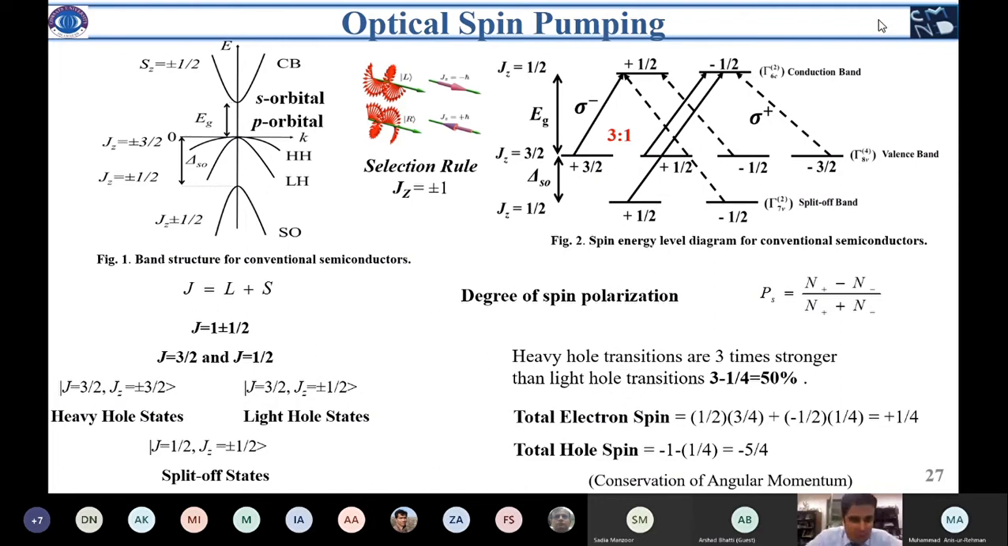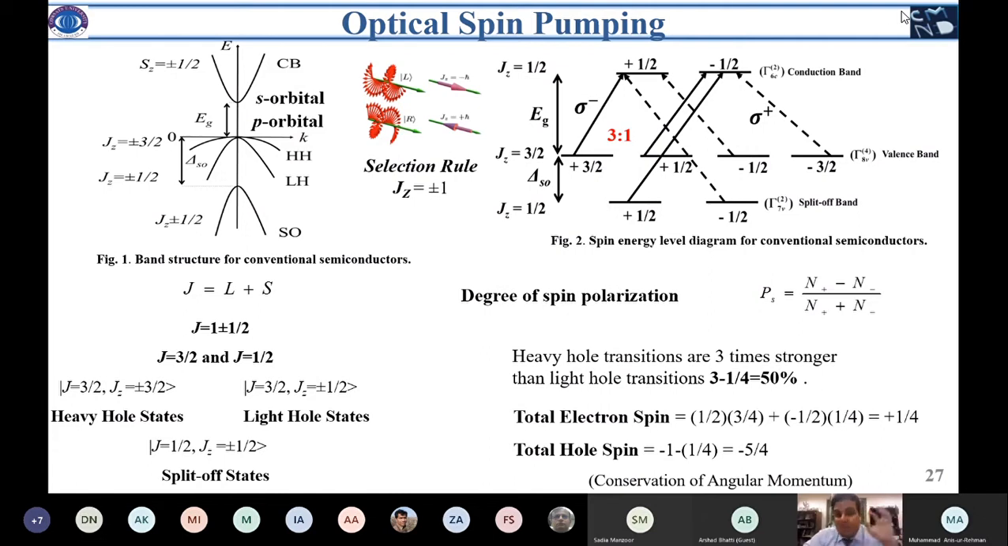First, if we consider the first figure on the left side here, this shows the basic band structure of a conventional semiconductor. The spin-orbit coupling can be represented as a vector addition of the orbital angular momentum L and the spin angular momentum S. When the spin-orbit coupling effect takes place, it creates heavy hole states, the light hole states, and the split-off states. You can see them in the band diagram as well. The split-off band is the one which we are most interested in, and the energy difference between the heavy holes and light hole states and the split-off states is called the split-off energy. This is represented as Δ_SO here.